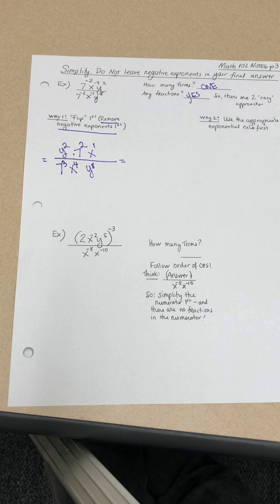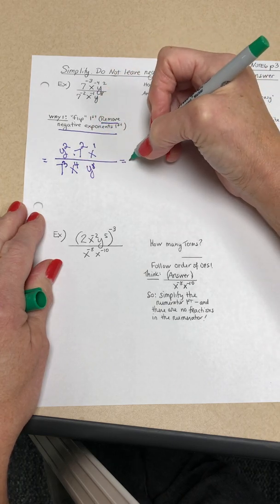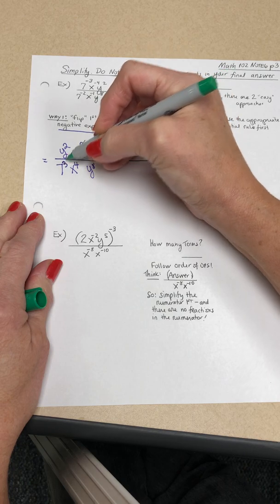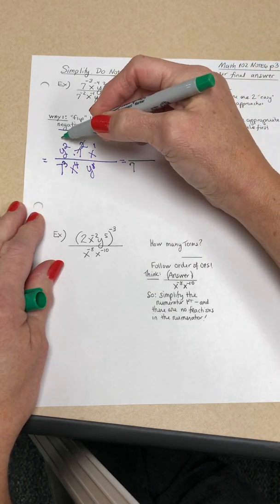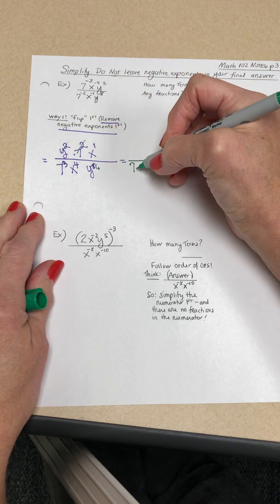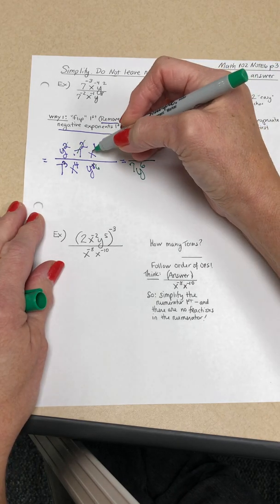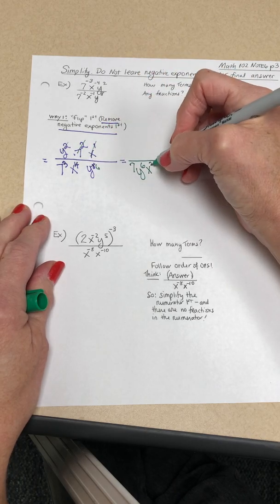Remember, the exponential rules work for any base. They work for x's and y's as well as numbers. So I can think 2 of these 7s cancel with 2 of those, leaving me 1 7 in the bottom. Then I look at the y's. 2 of these y's cancel with 2 of those y's, leaving me with y to the 6th in the bottom. And then 1 of these x's cancels with 1 of those x's, leaving me x cubed in the bottom.